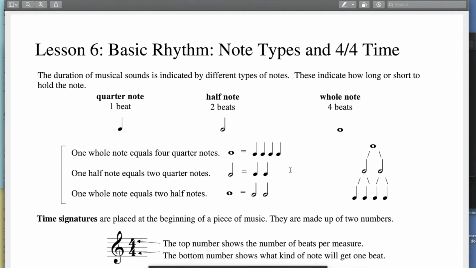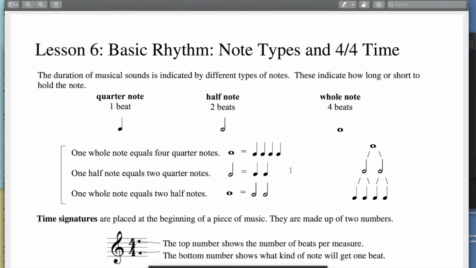So this is the first page. Duration of musical sounds is indicated by different types of notes. These indicate how long or short the note is. So each of these is not saying higher or lower, it's saying how long it's going to be. And remember, we say that in beats, not seconds. So the beat can be that steady beat. It can be like that.